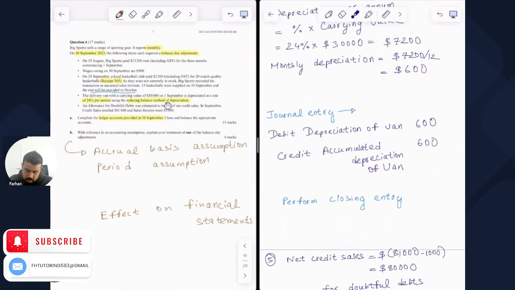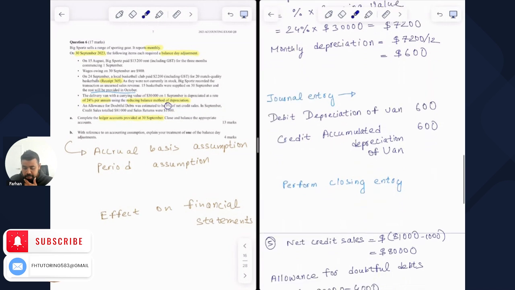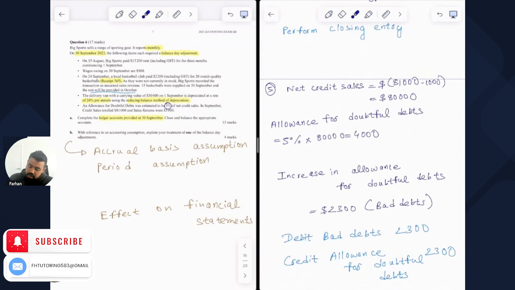So what about the last transaction we have? Allowance for doubtful debts was estimated to be 5% of net credit sales. In September, credit sales totaled $81,000 and sales returns were $1,000. All right. Now, let's first calculate the net credit sales. The net credit sales is simply calculated by taking the credit sales of $81,000 and then subtracting the sales returns of $1,000, which gives us $80,000 in total.